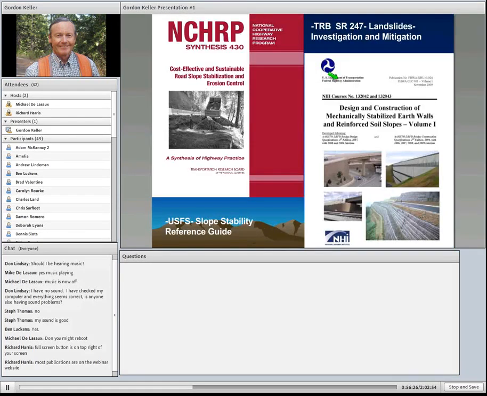And these are a couple of publications, again, listed in your list. This one is on cost-effective stabilization, a TRB publication that just came out. This is a Federal Highway publication.